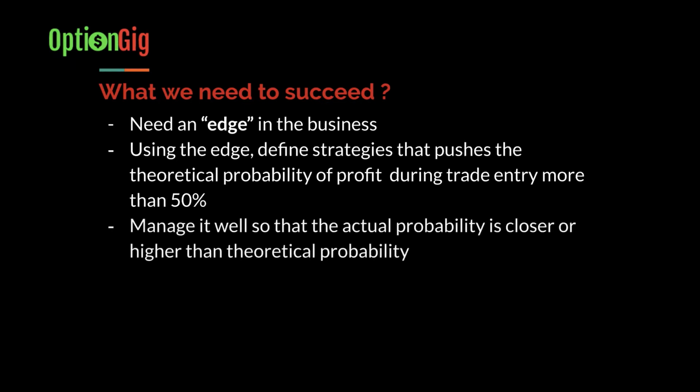Then we can also find ways to manage it so that the actual probability is either closer to or higher than 50%. I don't want to be satisfied with just the coin toss, which is 50-50. So first I want to start by giving myself a higher probability of profit. And then I want to run the business well so that if I'm starting with a 60% probability of profit, I actually up the odds in my favor and make the business give me 75% probability of profit.